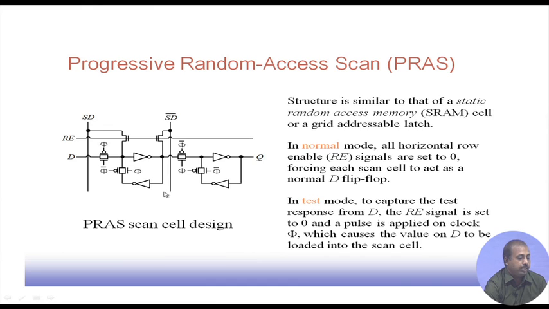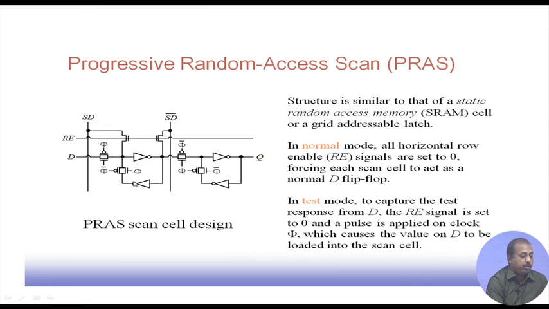But in the test mode, to capture the test response from D, this RE signal is set to 0 and a pulse is applied to the clock. So, this RE signal is 0 and this clock pulse is applied. As a result, the test pattern or test bit, whatever we want to store, will come through this transmission gate and get latched onto these back to back inverters.